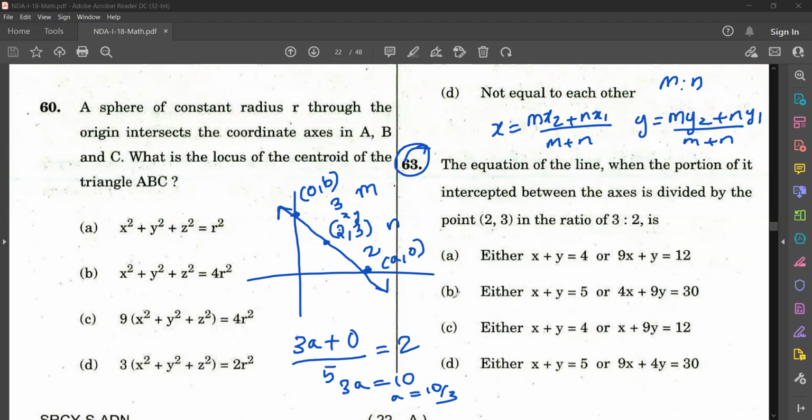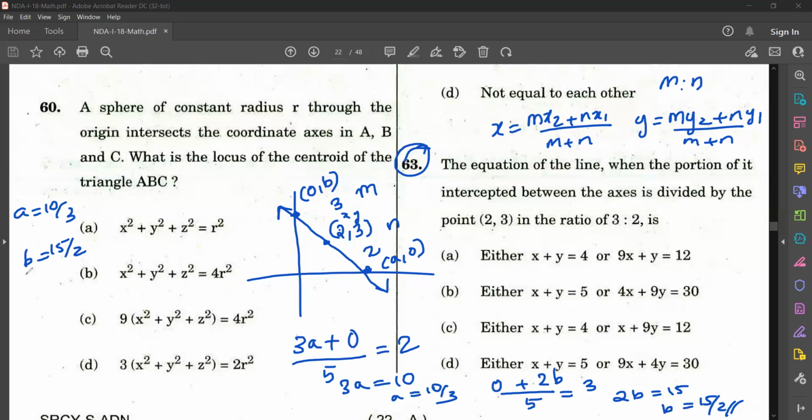Then similarly putting for y, that is 3 into 0 plus 2 into b divided by 3 plus 2, that is 5, that is equal to 3. So from this you will get 2b is equal to 15, b is equal to 15 by 2. So the intercepts are a is equal to 10 by 3 and b is equal to 15 by 2.